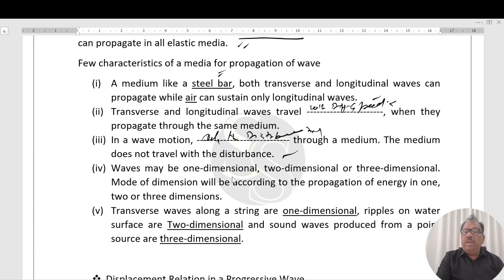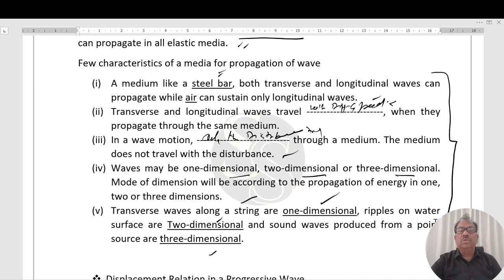Waves may be one-dimensional, two-dimensional, or three-dimensional. The dimension depends on the propagation of energy in one, two, or three dimensions. A transverse wave along a string is one dimension. Ripples on water are two dimensions. Sound waves produced from a point source are three dimensions. All these points are important for NEET exams and CUET also, because conceptual questions can be asked in entrance examinations, right? These are very, very important points.